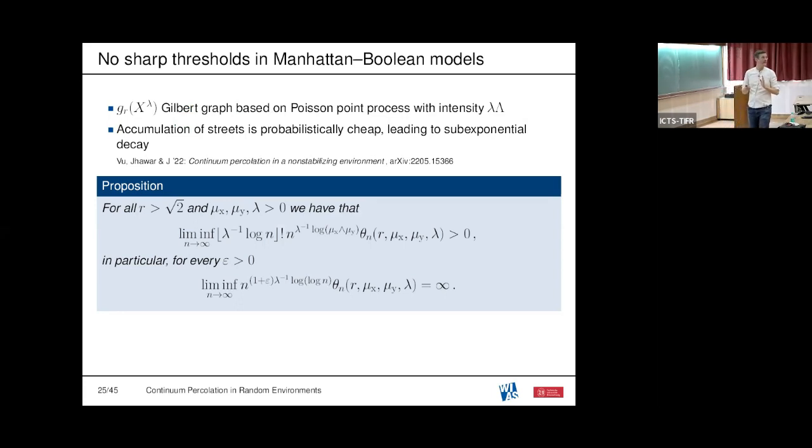You can, for instance, see that there is no sharp threshold phenomenon anymore, right? This is essentially saying that the percolation probability to go out of an n-box now does not go to zero exponentially fast for any parameters. It actually goes polynomially. So we are in a completely different situation.